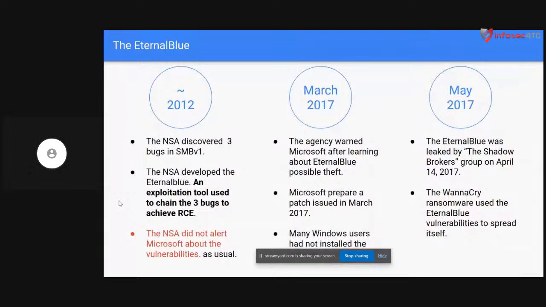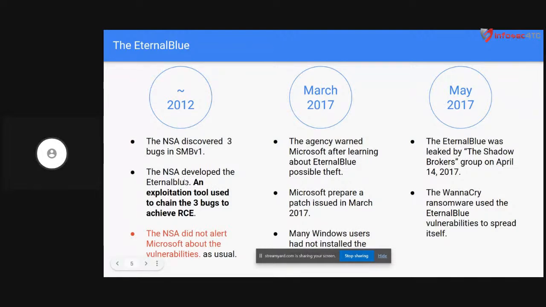So our story began back in nearly 2012 when the NSA, which stands for the National Security Agency, an intelligence agency based in the United States, discovered three bugs in the SMB protocol, and they didn't stop there. They proceeded to develop an exploit that can chain these three bugs, named Eternal Blue, to achieve RCE, which stands for remote code execution, which gives the attacker full control over the victim machine, and the attacker can run any code on the victim machine. This exploit or tool was named Eternal Blue, as I said, and Mr.